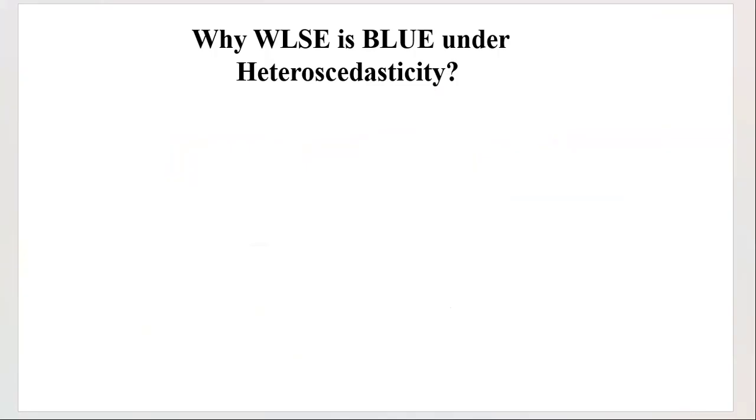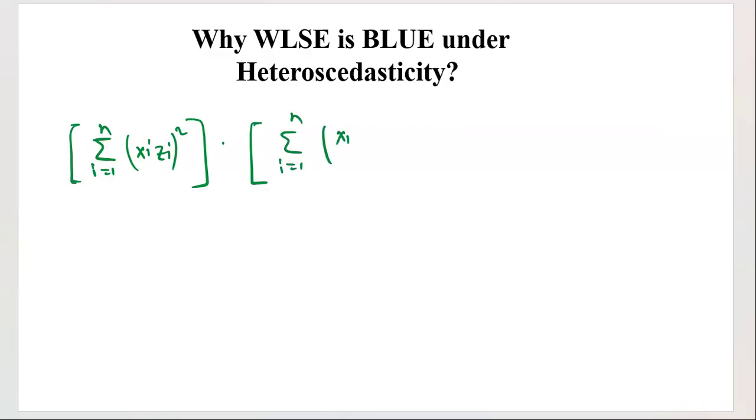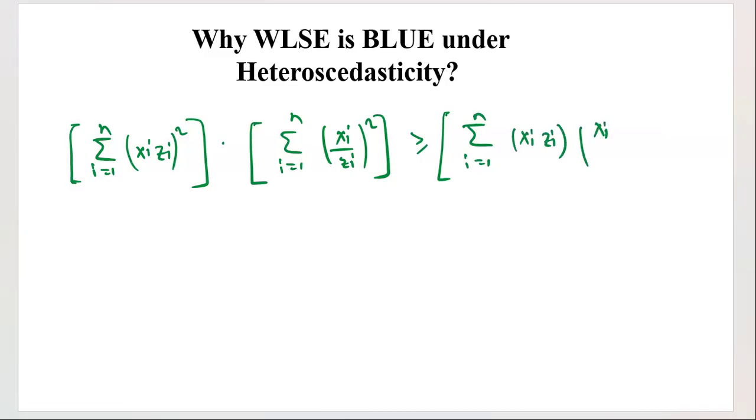This will be summation i from 1 to n, ui square will be (xi zi) whole square. And then you have summation vi square, that will be summation i from 1 to n (xi upon zi) whole square. And that will be greater than or equal to summation i from 1 to n, xi zi into xi upon zi, and a whole square of that.